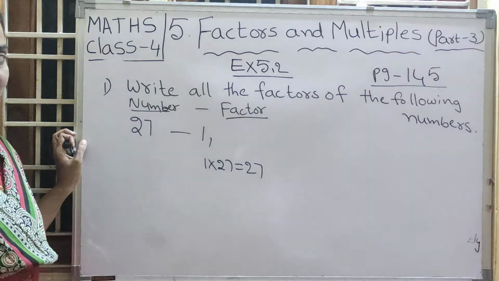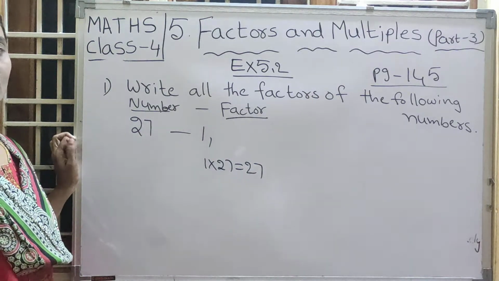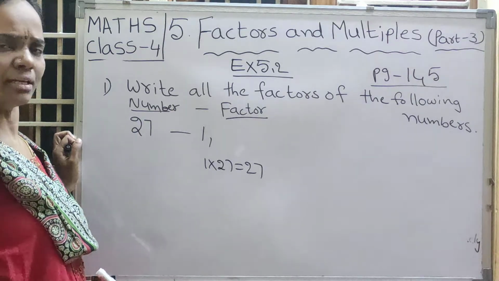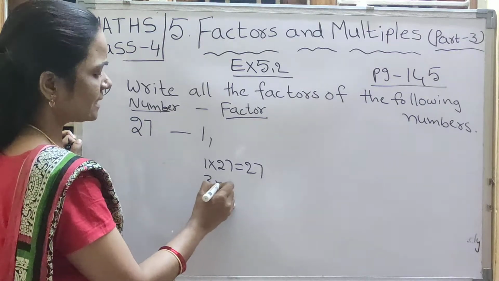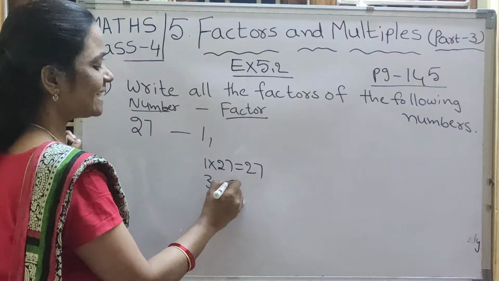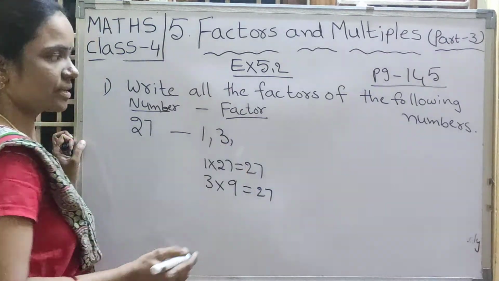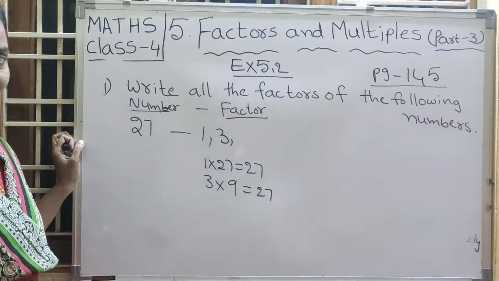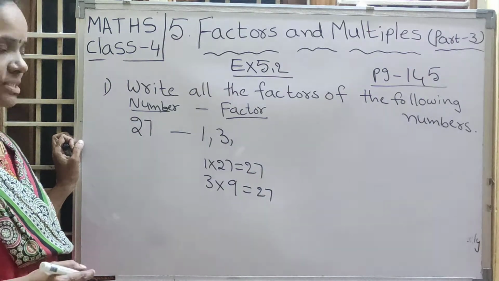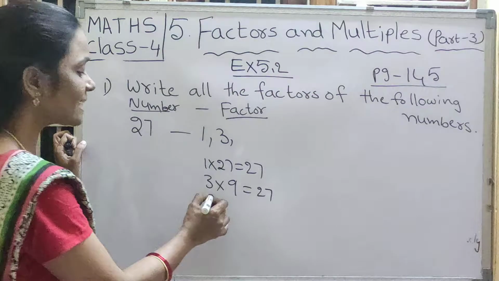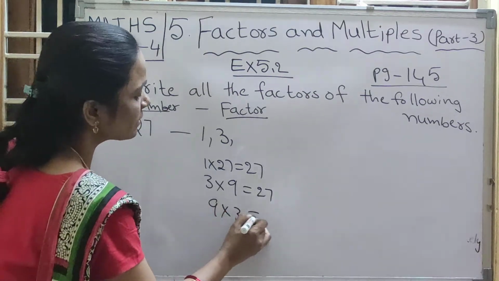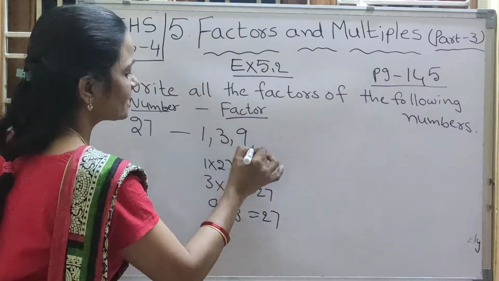In 2 table, do you get 27, children? No. So 2 is not a factor. 3 table? Yes. 3 9s are 27. So 3 is a factor. Next, 4 table, do you get 27? No. 5 table? No. 6 table? No. 7 table? No. Directly 9 table. 9 3s are 27. So 9 is a factor.